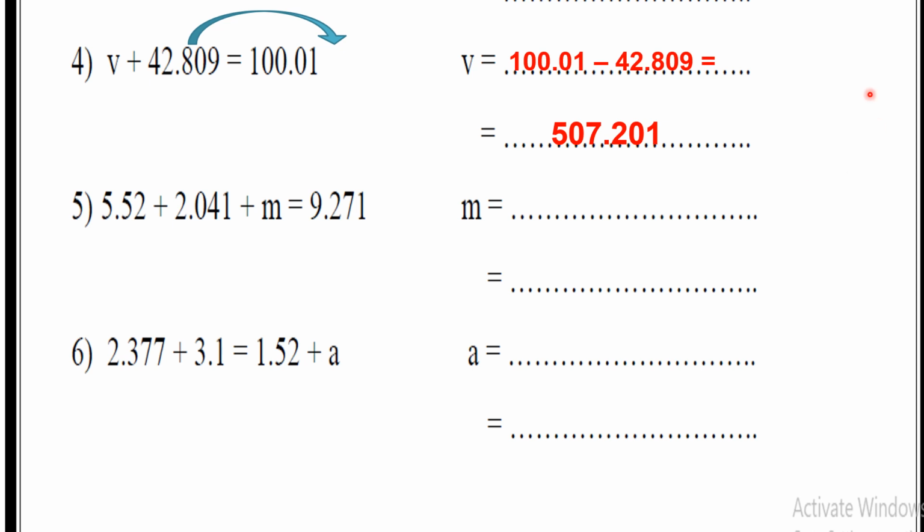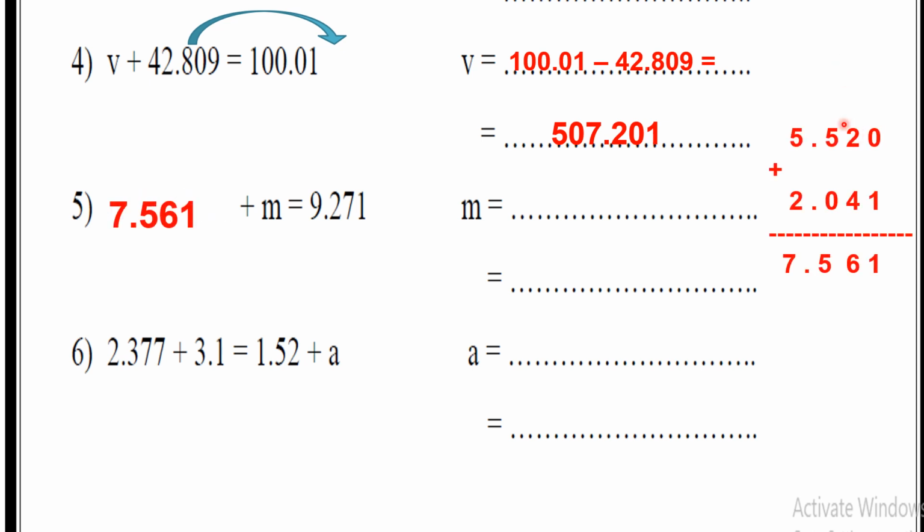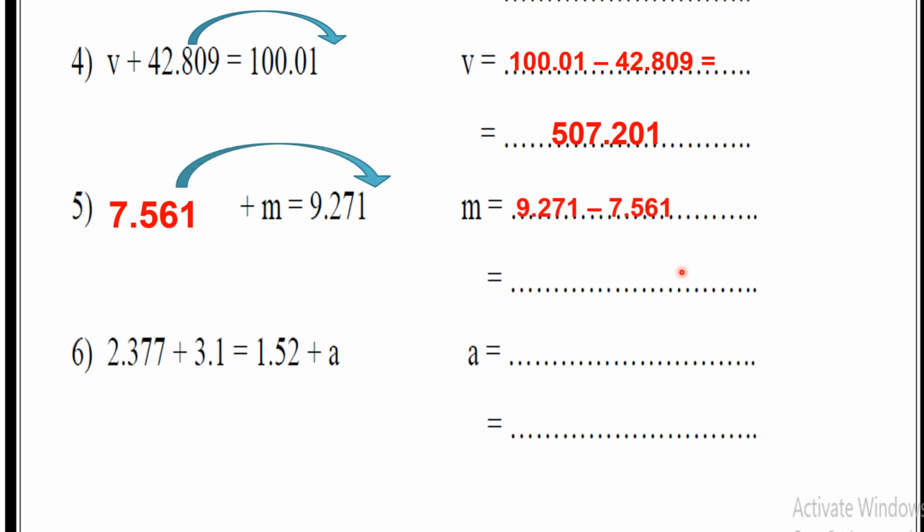Let's start adding from the right. 0 plus 1, it will be 1. And 2 plus 4, it will be 6. 5 plus 0, it will be 5. Decimal point, and I will put it in its place. And 5 plus 2, it will be 7. So here the answer is 7.561. And now I will take it to the other side.